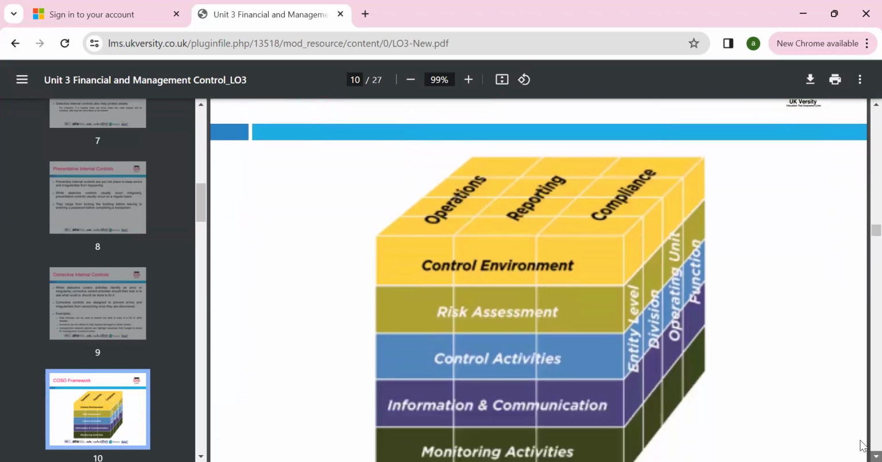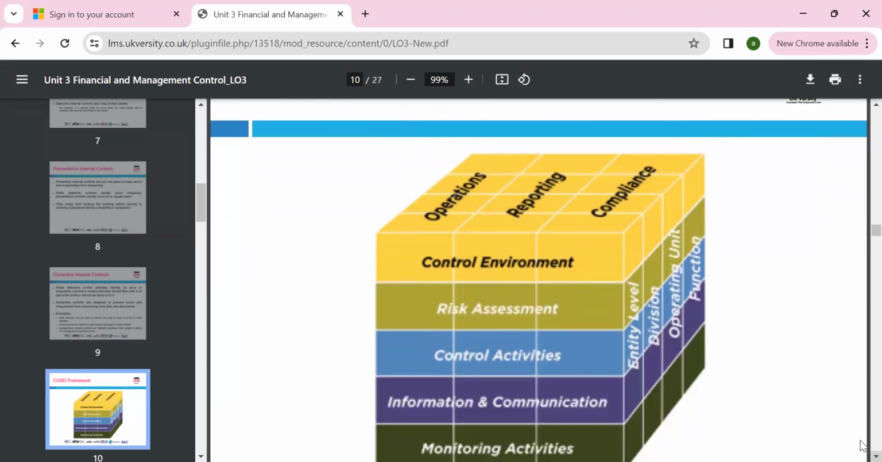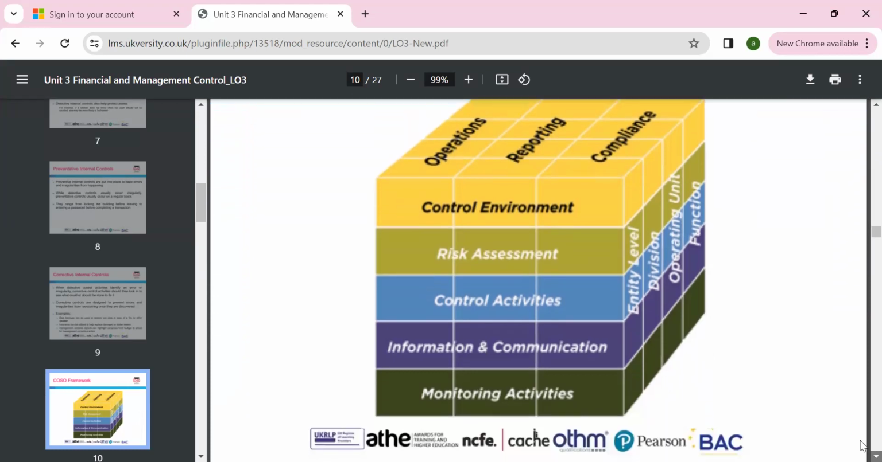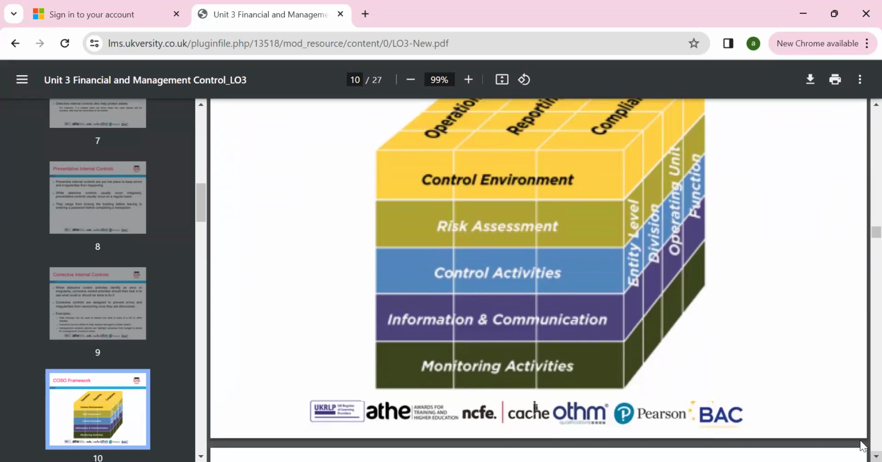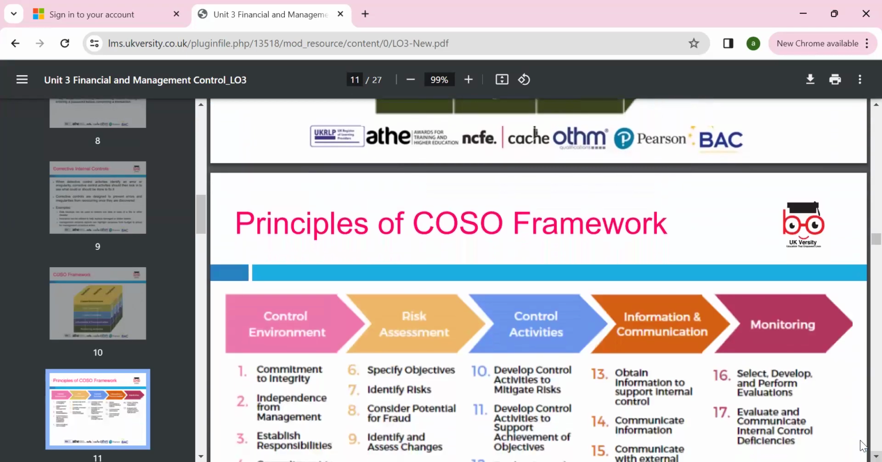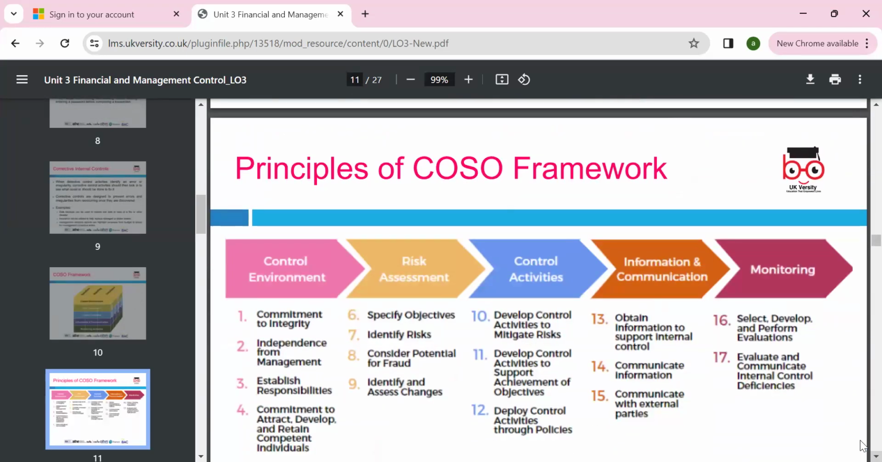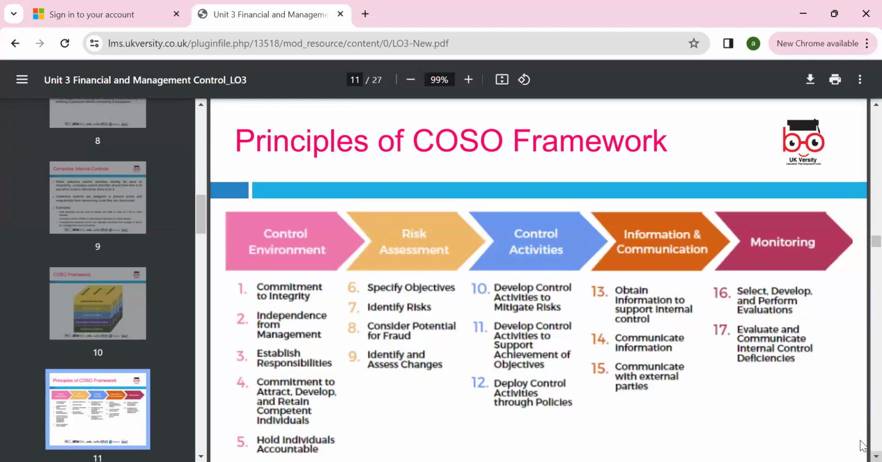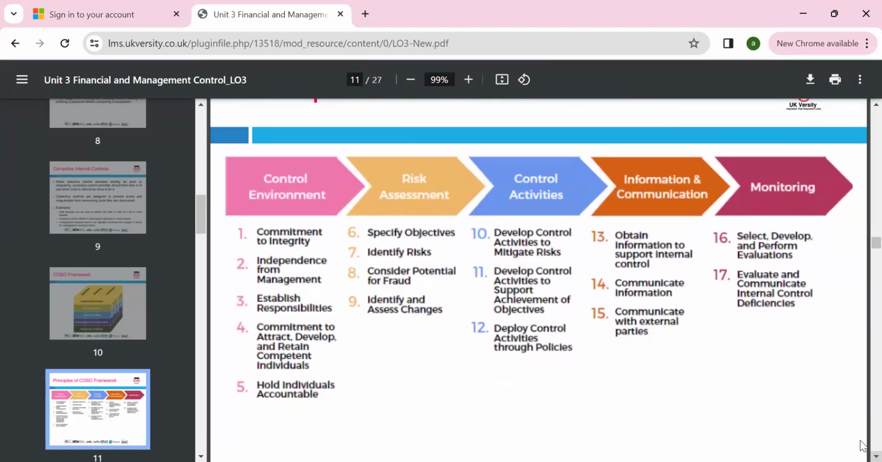Framework, which we can look at: operational, reporting, compliance; control environment, risk assessment, control activity, information. We can look at entity level, divisional level, operating unit. According to this framework, we can look at the control environment: integrity, how honest the people are, independence from the management, established responsibility, and commitment. So these are the key points.